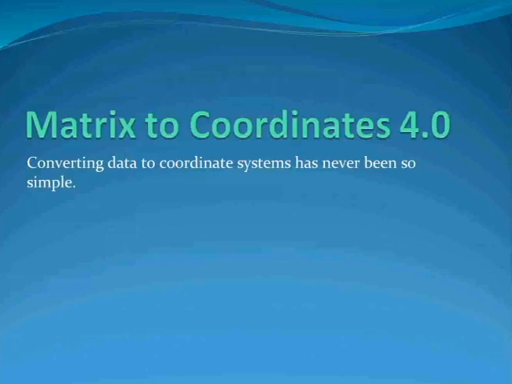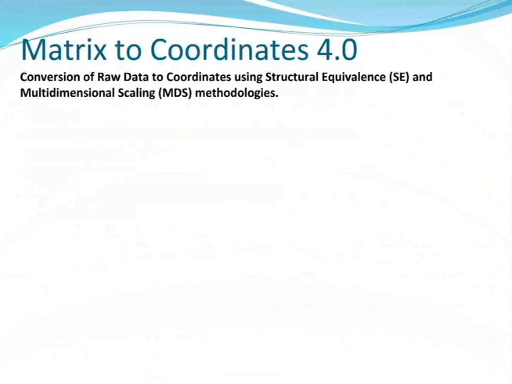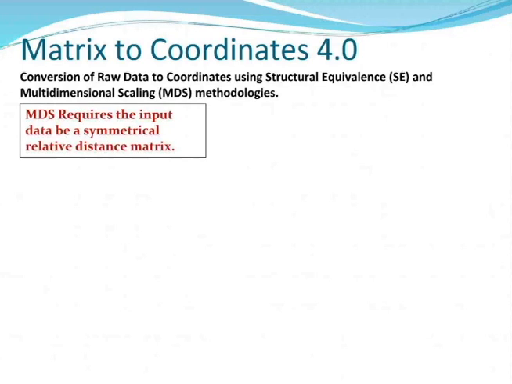Okay, sorry. So now we're going to talk a little bit about the Matrix Coordinates program. This program is really going to be the bedrock to getting to the visualizer as quickly as possible. It is going to take your raw data and create, through structural equivalence modeling, a multidimensionally scaled space, a coordinate space.